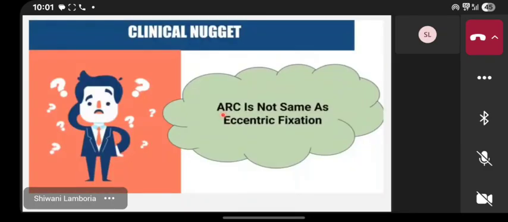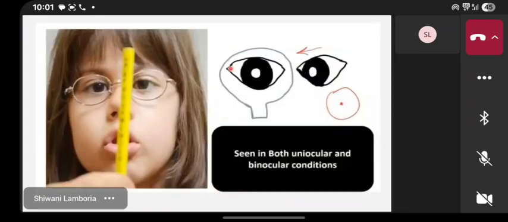Then abnormal retinal correspondence is not the same as eccentric fixation. In eccentric fixation, if we cover the normal eye, this eye has developed eccentric fixation and its fovea is abnormal. And on covering, it does not take fixation with the fovea, because another point is forced to take the action of the fovea.